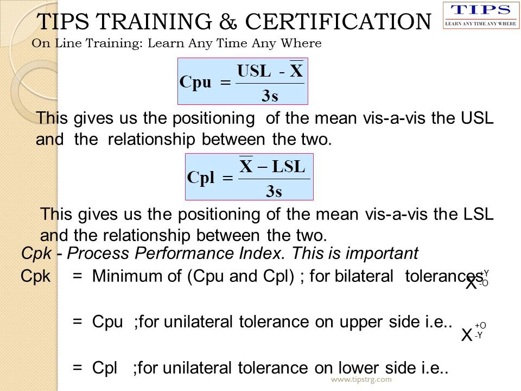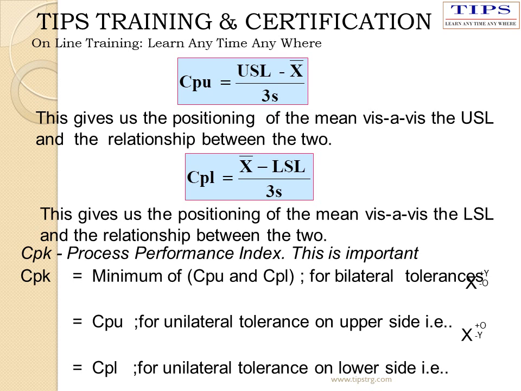CPU is equal to upper specification limit minus x bar divided by 3s. Similarly, CPL is equal to x bar minus LSL divided by 3s. Based on the CPU and CPL values, we can determine that if CP or CPU or CPL is less than 1, the process is out of control. Then we have to take the actions.